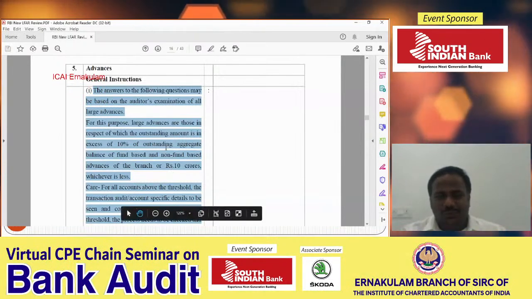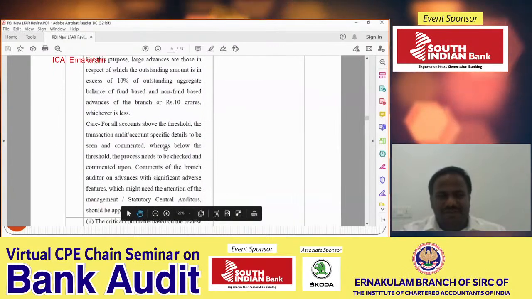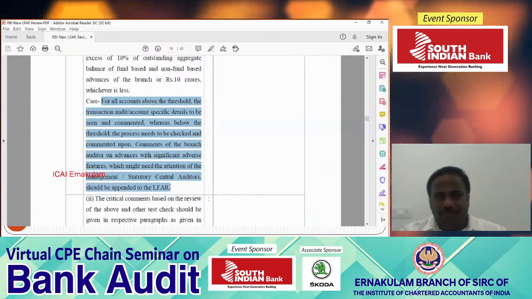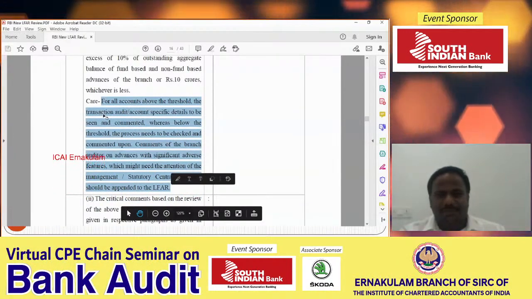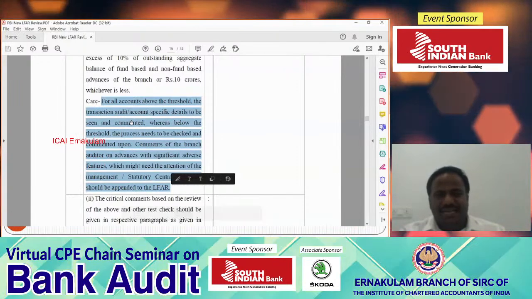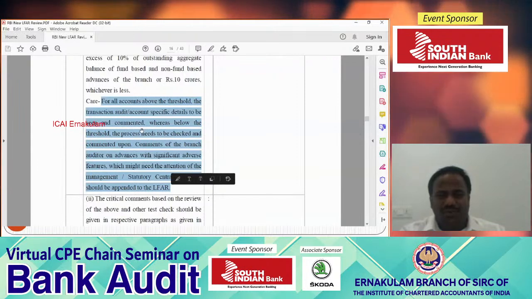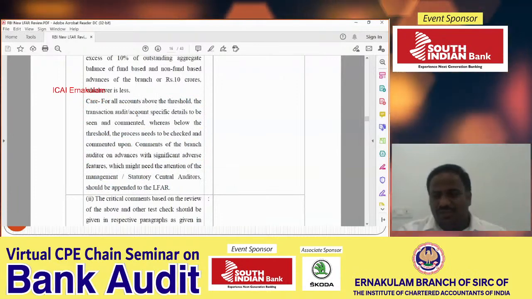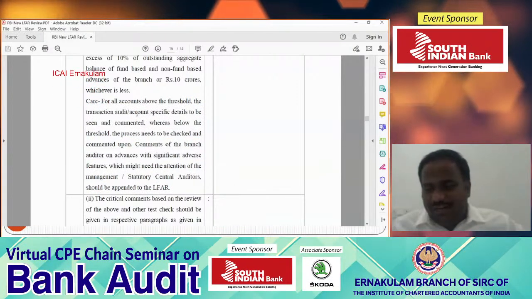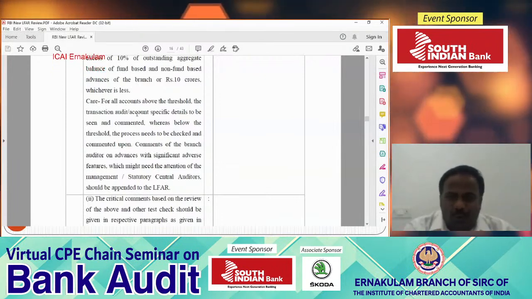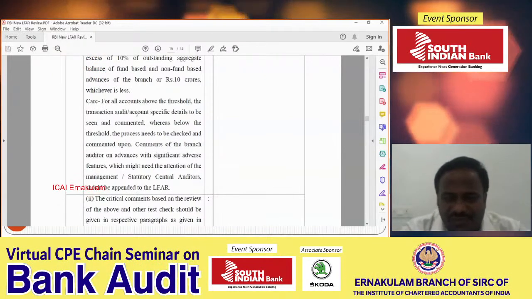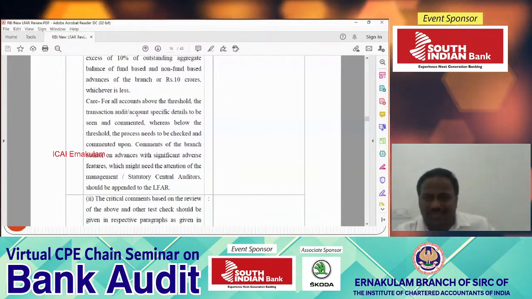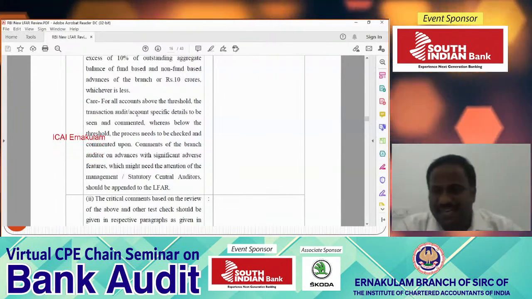Now, what does the auditor have to do with respect to the large advances? I feel even this para is also important. For all accounts above the threshold, the transaction audit, specific details to be seen and commented, whereas below the threshold, the process needs to be checked and commented upon. That means above the threshold, you must do the transaction audit. That means whatever happened during the year, you must look into everything. That is your job. You can't escape anything out of it. You can't take a sample out of the large advances, because large advances you need to cover completely.